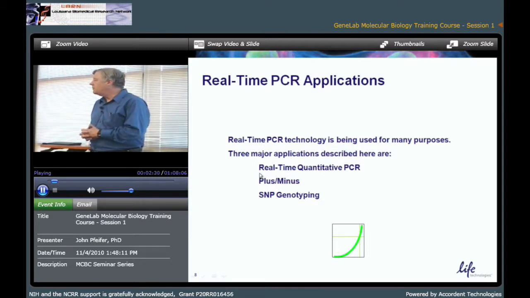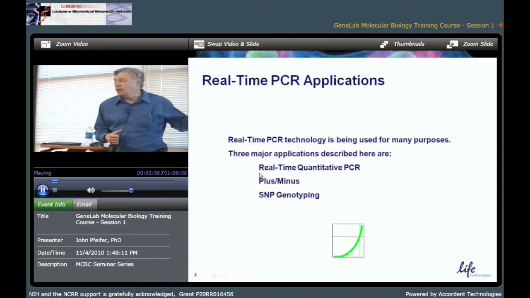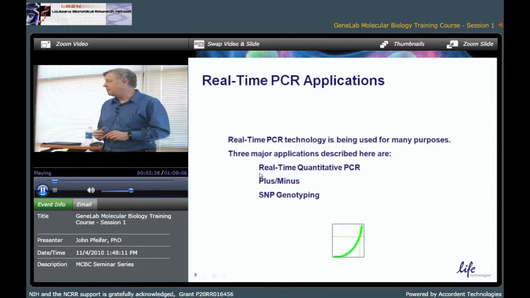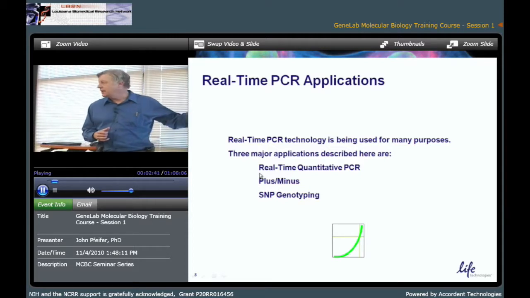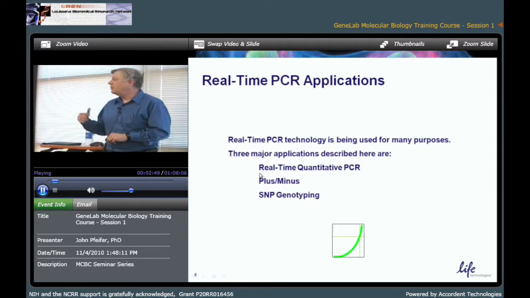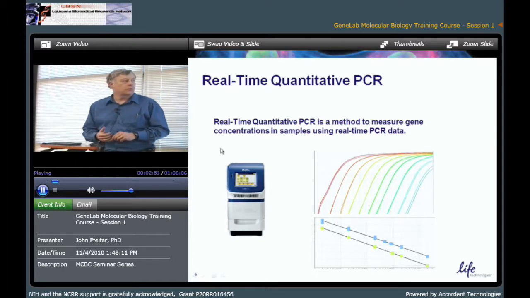Now, over the years, real-time PCR has grown in terms of the number of applications. But from day one, we've been supporting 3 main applications: real-time quantitative PCR, an assay called plus-minus, and SNP genotyping. So we'll begin with real-time quantitative PCR, and we have a rather simple definition here.